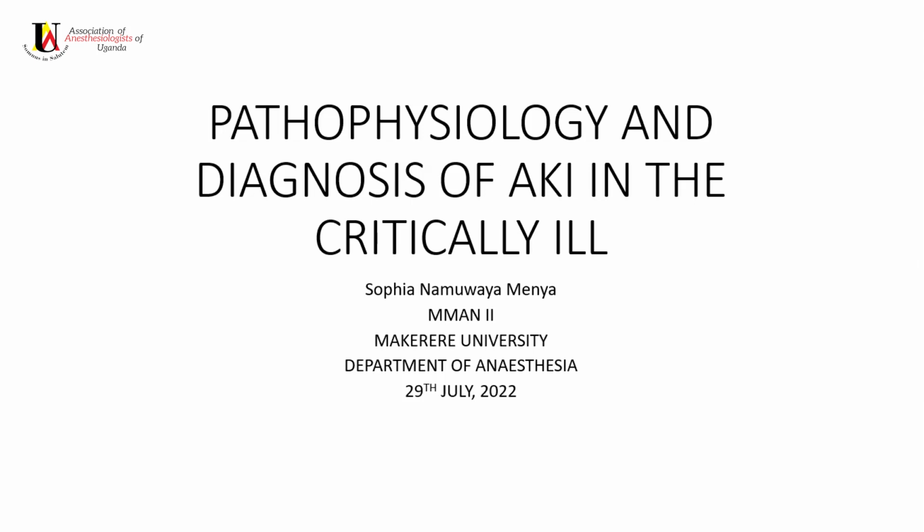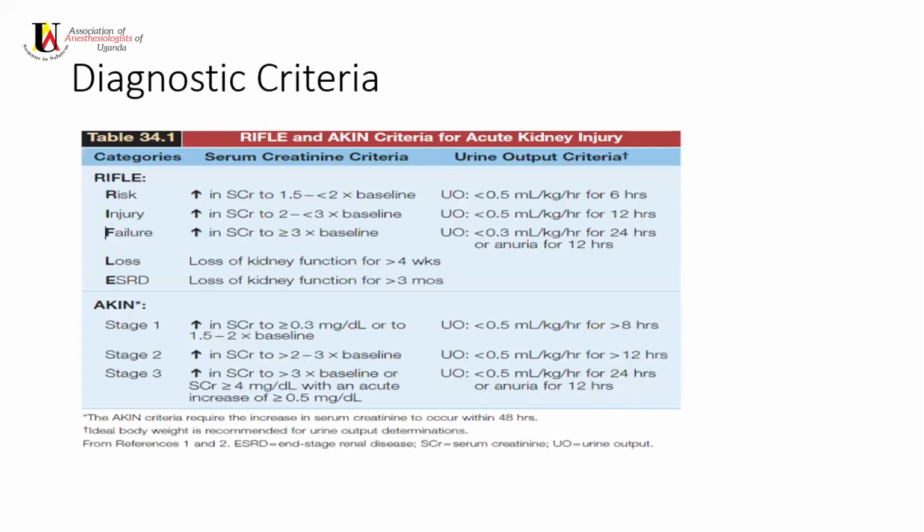All right, good evening, everyone. I am Sophia Namwaya, anesthesia resident in year 2. I'll be going through the pathophysiology and diagnosis of AKI in the critically ill. We're going to start off with the diagnostic criteria, since previous speakers have not yet mentioned it in their presentations. So we have 2 kinds of diagnostic criteria that we'll talk about, that is the RIFLE and the AKIN.